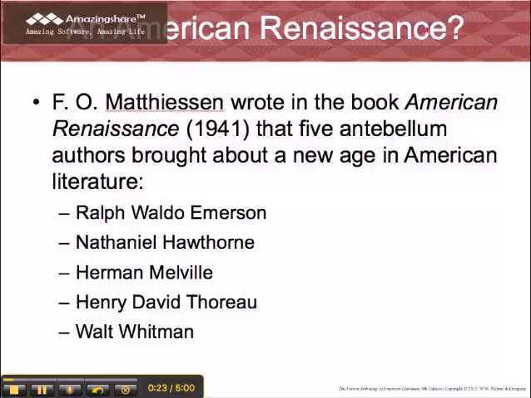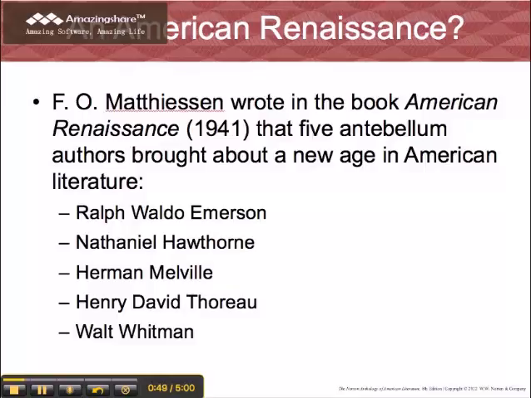The term American Renaissance as a label for the antebellum period comes to us from F. O. Matthiessen's monumental work of scholarship, American Renaissance: Art and Expression in the Age of Emerson and Whitman, 1941, which canonized Emerson, Hawthorne, Melville, Thoreau, and Whitman as the major figures of 19th century American literature.